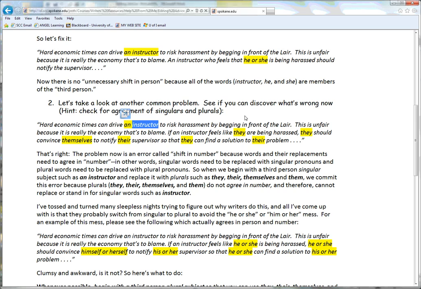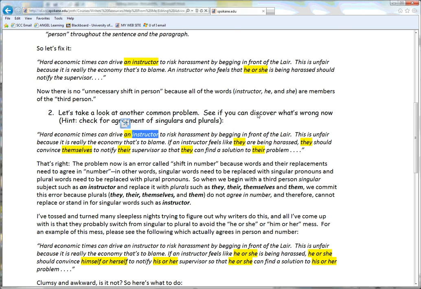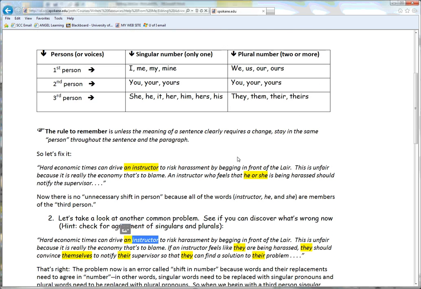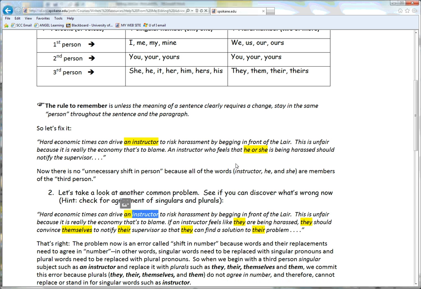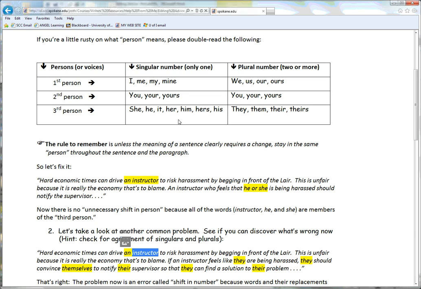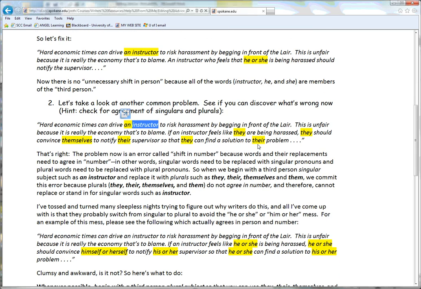Therein lies the problem, because instructor is just one, but "they" and "themselves" replace plurals right here, the third person plural. So now we haven't changed voice or person, but we have changed number. We started with instructor here and we jumped into "they" and "them." Okay, so let's take a look.